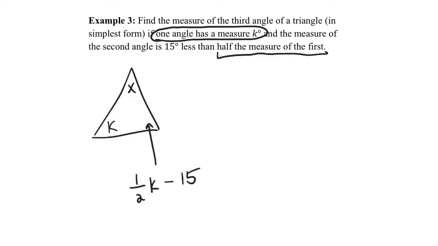K plus 1/2 K minus 15. Plus the third angle, yeah, which plus is? X equals 180 degrees. Very good. Well done. I just wanted the equation, not the answer. Right? So that's the equation. But what is our goal in this problem? What is our goal in this problem? To solve for X. To solve for the third angle, which is, in this case, X.